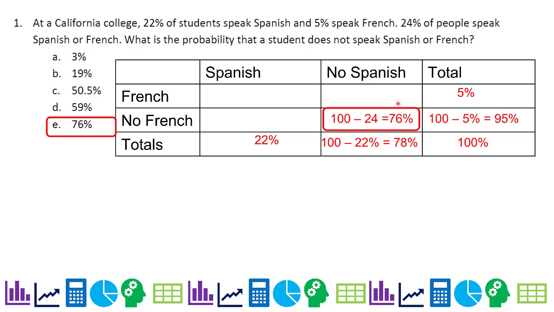I can figure out backwards, this is 2%. And I can figure out backwards that this is 3% because I know I have 2% here. It's supposed to total 5%. So that's 3%, which means this is 19%.